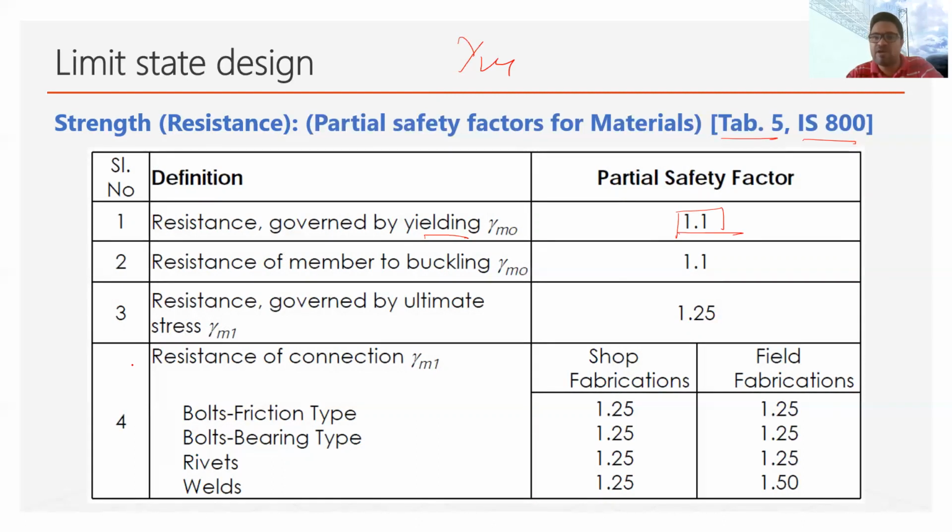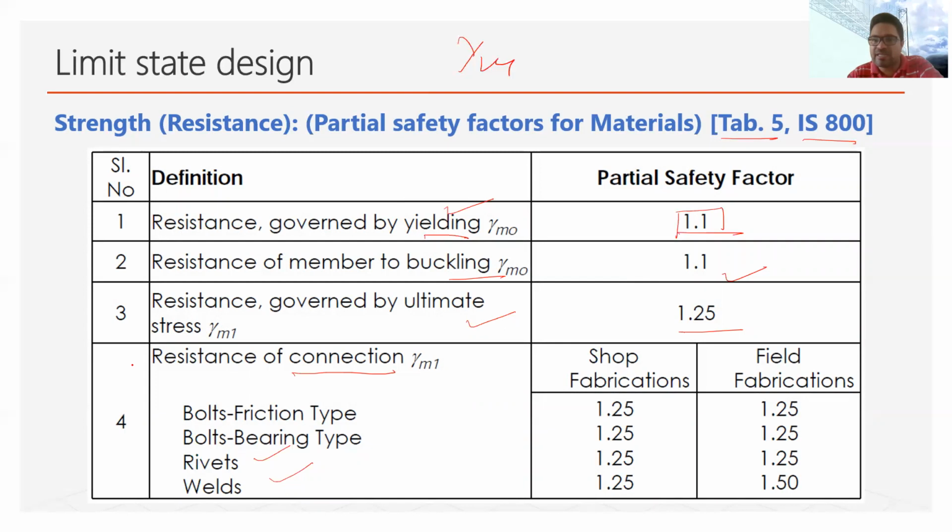If you see this Table 5, there you will find the recommended value of the safety factor for various criteria. Like for yielding, we will take 1.1. For buckling, we will take 1.1. But if the strength is governed on the basis of ultimate stress, then the partial safety factor will be 1.25. Similarly, if we consider partial safety factor for connections, well, connections can be bolts, rivets, welds. For them, we will take different safety factors.